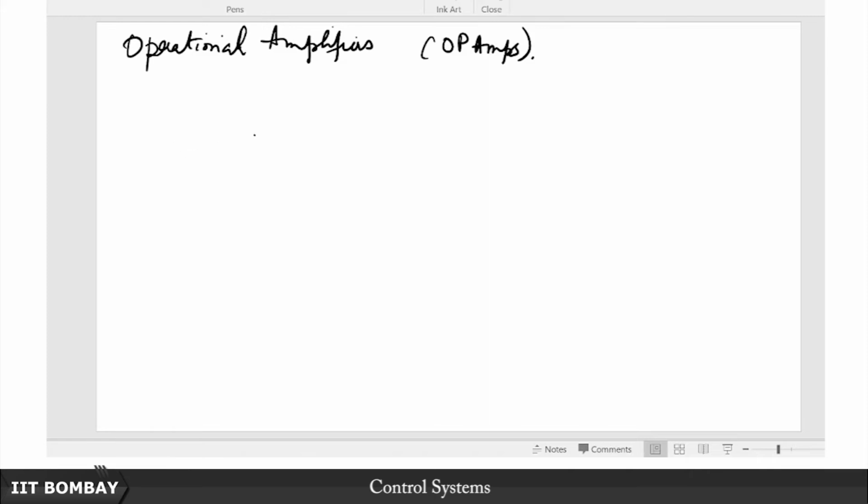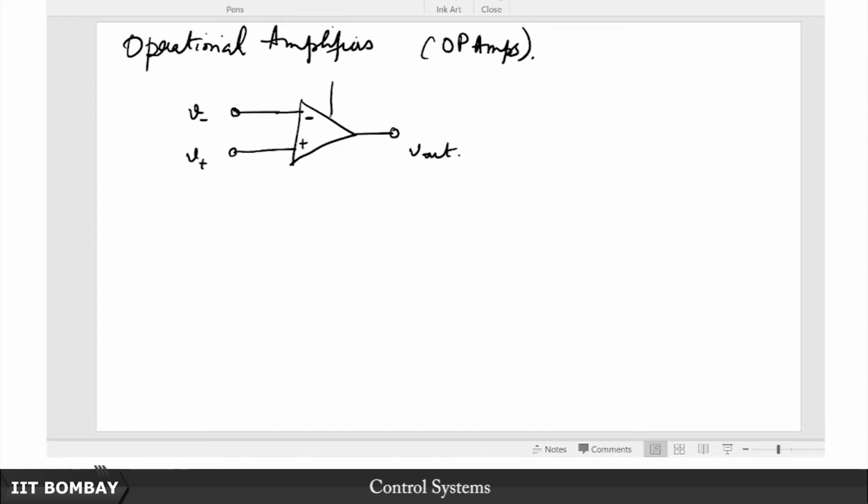So symbolically here is how we represent an op amp. An op amp has basically two input terminals. One is an inverting input terminal, the other is the non-inverting input terminal. The one bearing a minus sign is the inverting end, the one bearing the plus sign is the non-inverting end. This is the output end. We call this V minus, the inverting input end, and V plus the non-inverting input end.